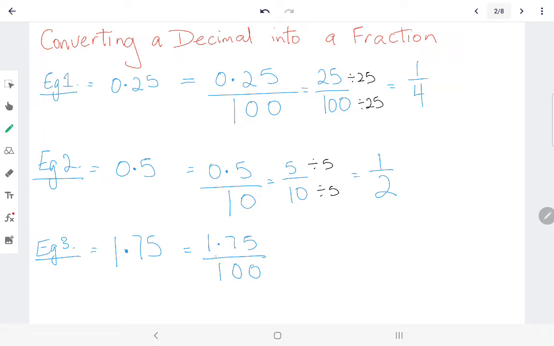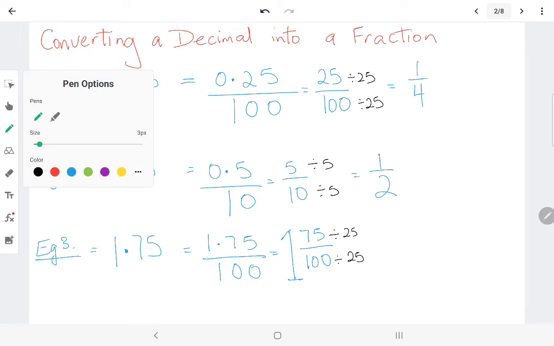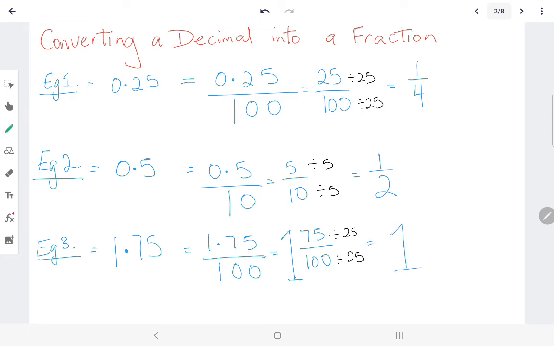The number that is in front of the decimal point will become the whole number, and the fraction will be 75 over 100. From here we can simplify the 75 over 100 or reduce it. So we realize that 75 and 100 could both be divided by 25. So this will reduce, 25 could go into 75 3 times, and 25 could go into 100 4 times. So this becomes a mixed number, 1 and 3/4.